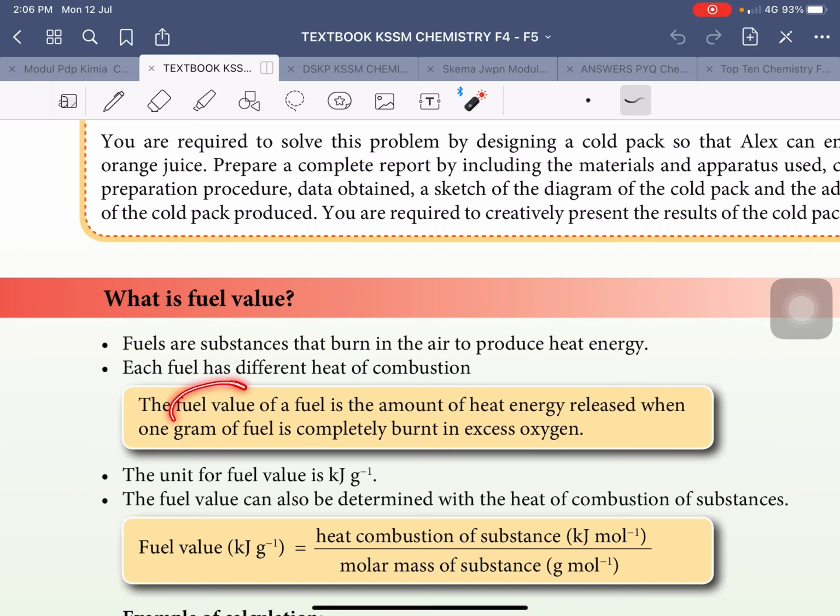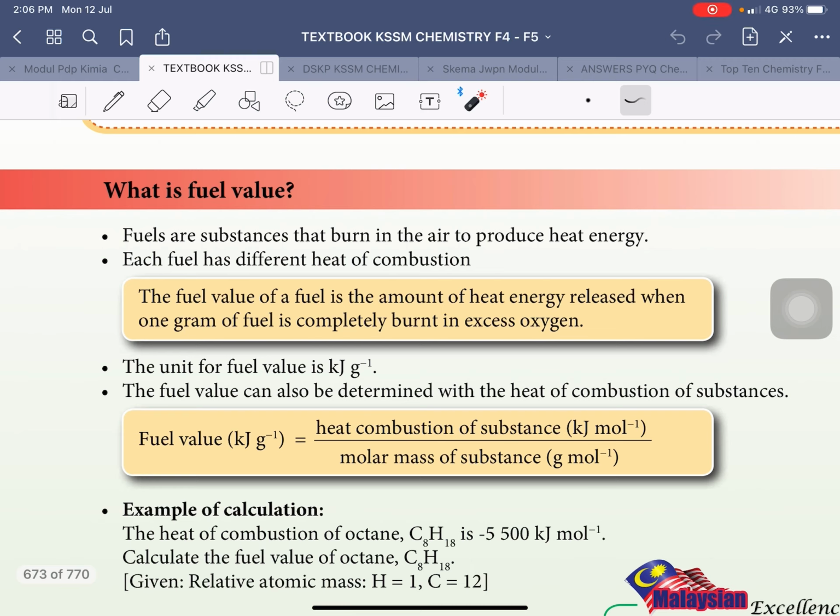So understand what is fuel value. Amount of heat energy yang dibebaskan, released, when 1 gram of fuel dibakar completely in excess oxygen. Okay, so unit dia. Unit for fuel value adalah kilojoule per gram. Kenapa per gram? Because the definition says when 1 gram of fuel completely burns. Okay, 1 gram of fuel.